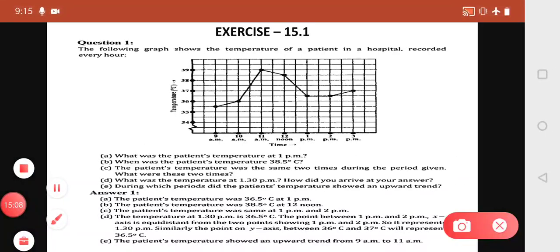Next question, that is B. When was the patient's temperature 38.5 degree? Now 38.5 degrees Celsius, it means it is between 38 and 39. Now you can see between 38 and 39, this line you have to check. This is your 38.5. So at what time is it? It is at 12 noon. Here you can see this is 12 noon. So the patient's temperature was 38.5 degrees Celsius at 12 noon.